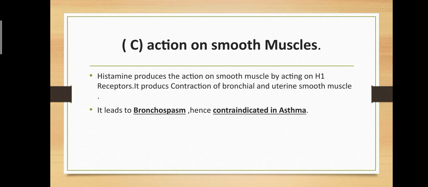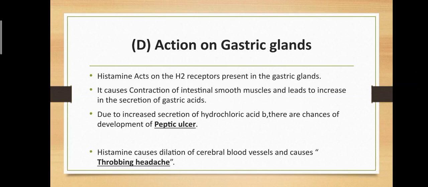Next action, action on smooth muscles. Histamine produces the action on smooth muscles by acting on H1 receptors. It produces contraction of bronchial and uterine smooth muscles. It leads to bronchospasm, hence contraindicated in asthma.